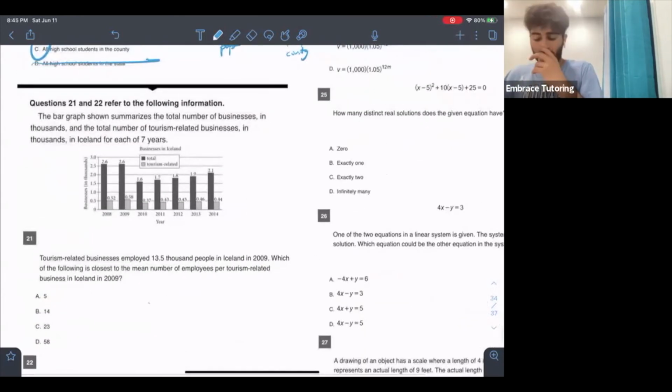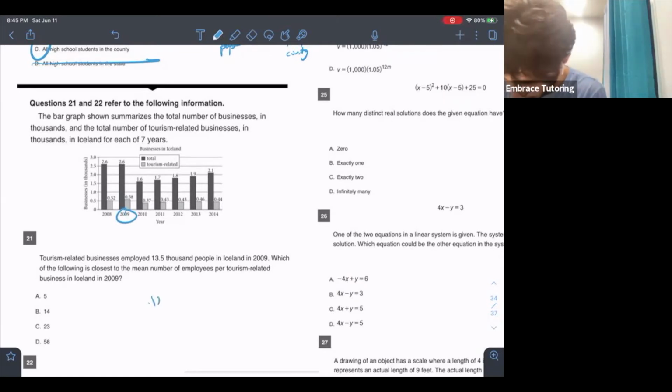Questions 21 and 22 refer to the following information. The bar graph shown summarizes the total number of businesses in thousands and the total number of tourism-related businesses in thousands in Iceland for each of 7 years. 21. Tourism-related businesses employed 13.5 thousand people in Iceland in 2009. Which of the following is the closest to the mean number of employees per tourism-related business in Iceland in 2009?